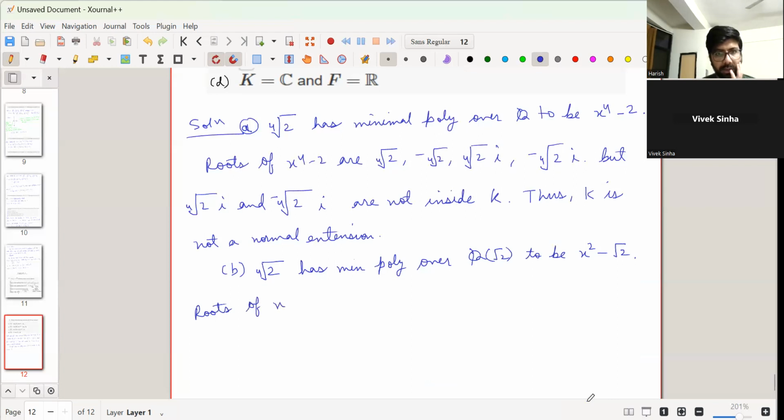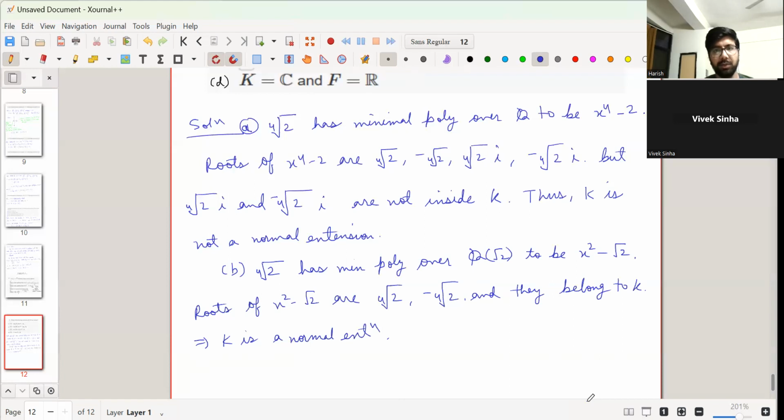The roots of x square minus root 2 are the fourth root of this and minus the fourth root of this, right? And they are inside this, and they belong to K. This implies K is a normal extension because it is a splitting field of this polynomial x square minus root 2 over Q root 2.